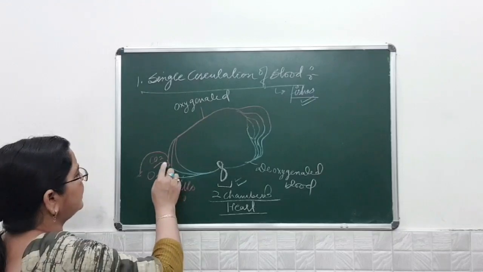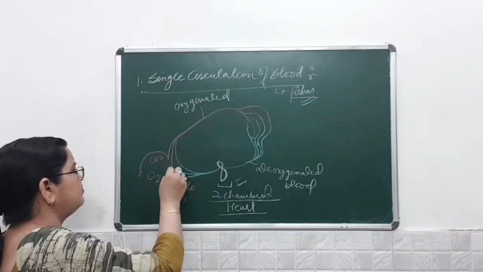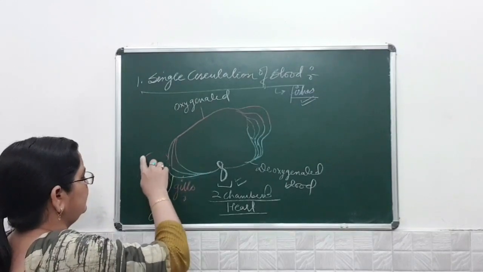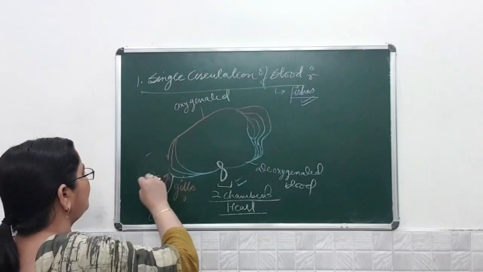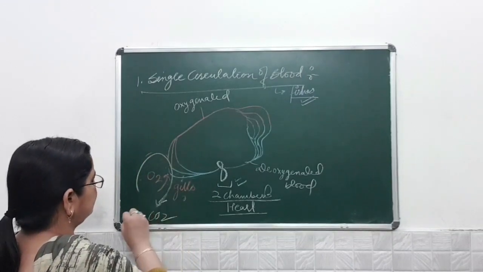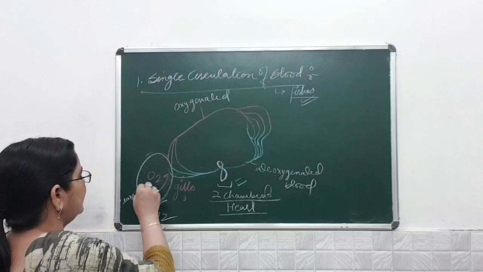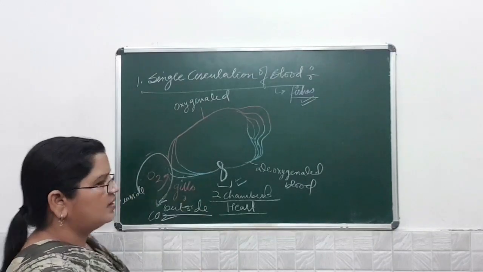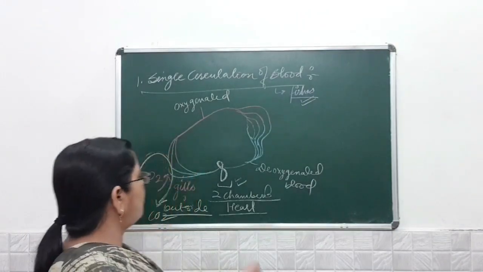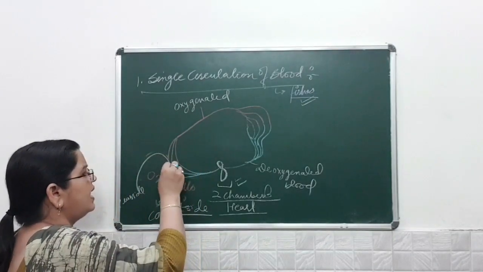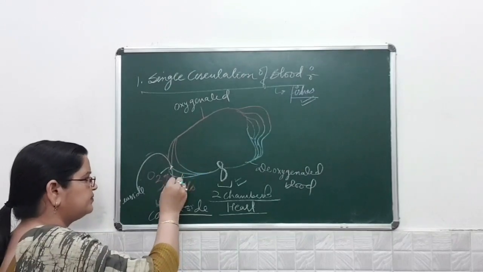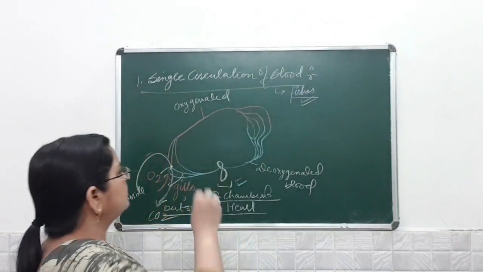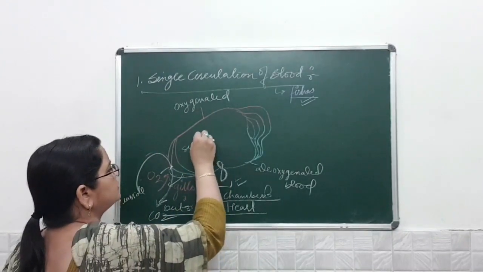Oxygen moves inside and CO2 from blood moves outside. In water, flow of water takes place in gills, inside and outside. Dissolved oxygen is absorbed by the blood and CO2 is removed. This type of circulation is known as single circulation.